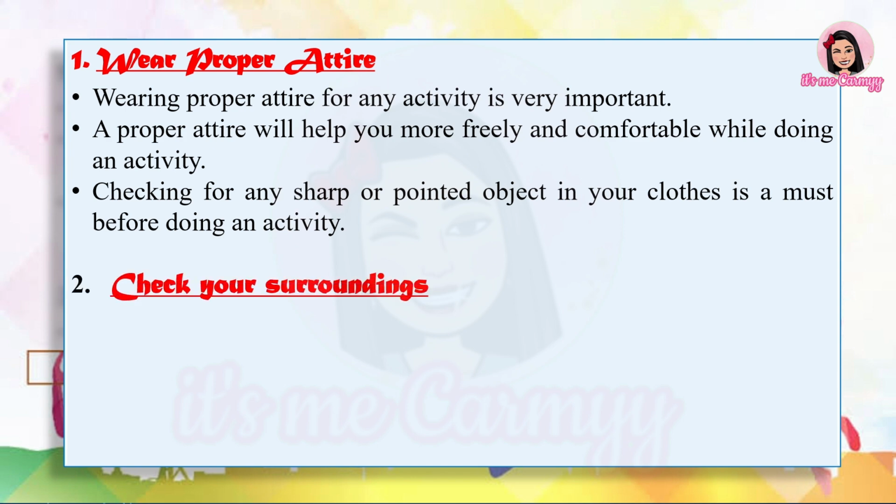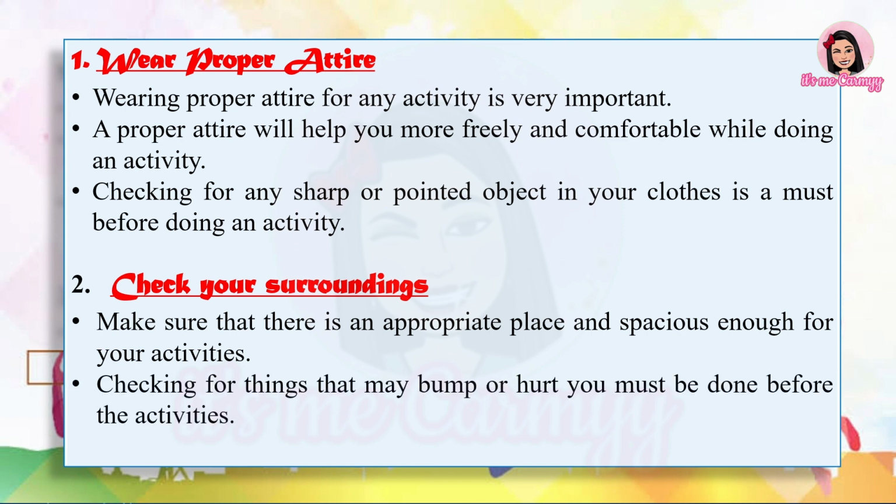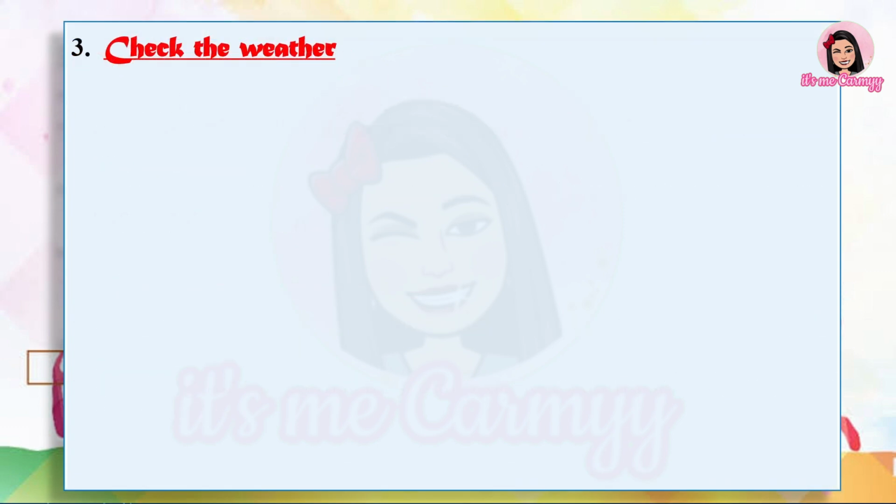Next we have number 2, check your surroundings. Make sure that there is an appropriate place and spacious enough for your activities. Checking for things that may bump or hurt you must be done before the activities. Next, number 3, check the weather.